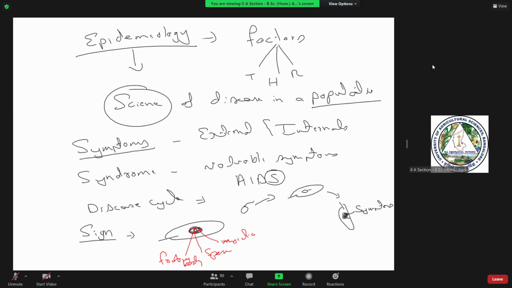And there is a lot of difference between a symptom, a syndrome, and a sign. I think by this time you will be able to understand or define what these are exactly. Okay.